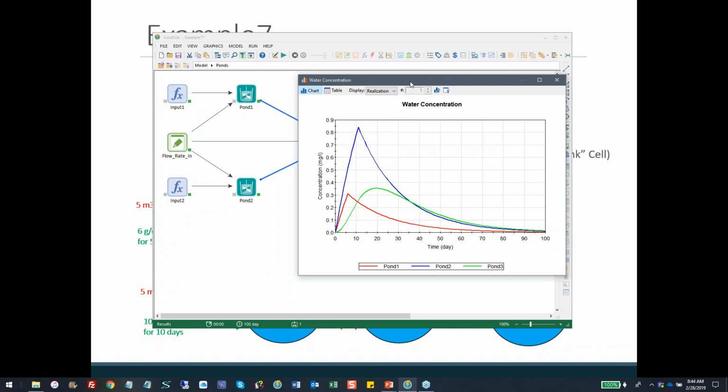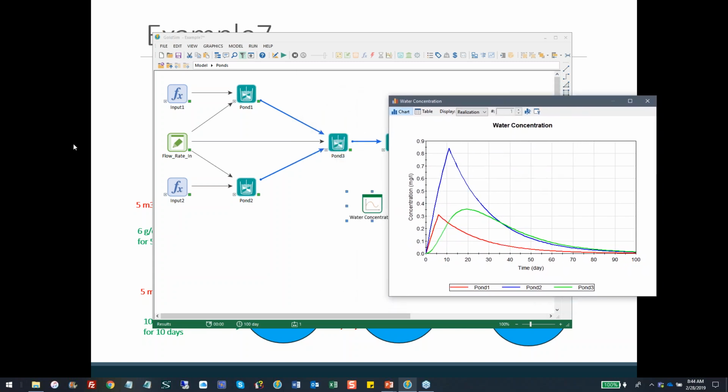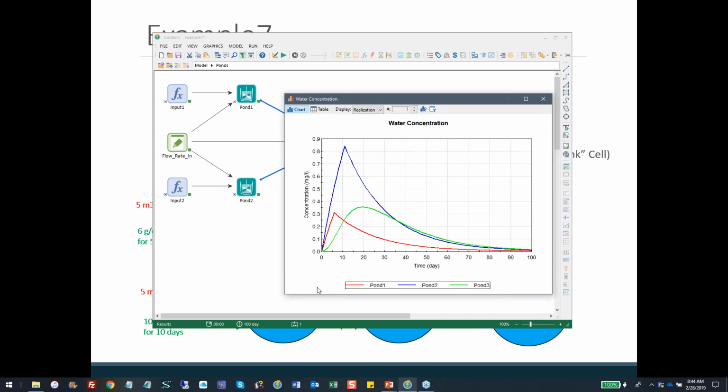If we go long enough, there's no mass in the system at all. It's all flushed through the system. Remember, I only added mass here for a limited amount of time. So after about 100 days, all the mass is flushed through the system, and our concentration goes back to 0.